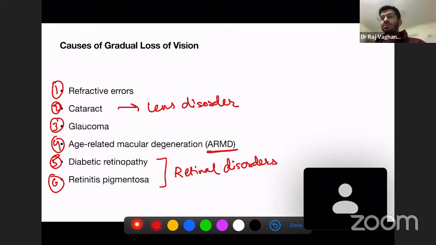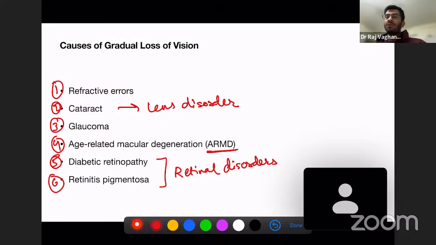Right. So this was about the gradual loss of vision. Refractive errors like myopia, hypermetropia, presbyopia, astigmatism. These are the common refractive errors that can lead to the gradual loss of vision. Cataract and glaucoma are also leading causes, as you all know. Other than that, we have ARMD or age-related macular degeneration, diabetic retinopathy, retinitis pigmentosa. These all lead to the gradual loss of vision, right?